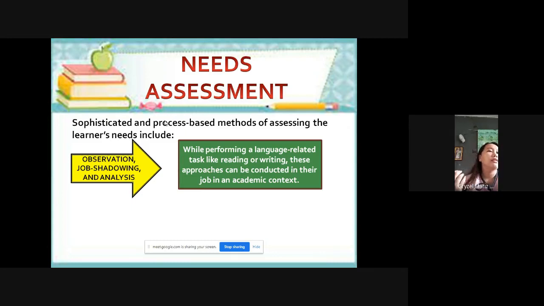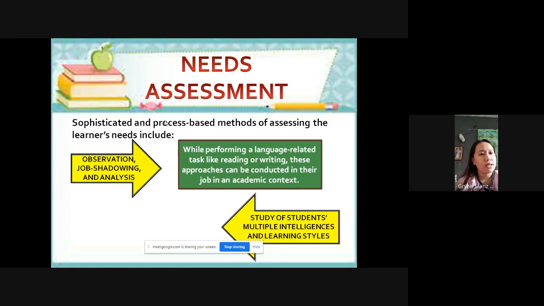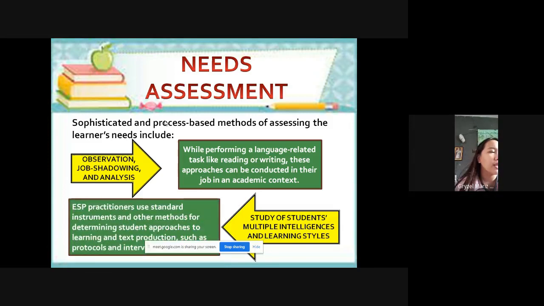We are analyzing the language and how they were using the language in the task, in related tasks like reading and writing. The next would be study of students' multiple intelligence and learning.